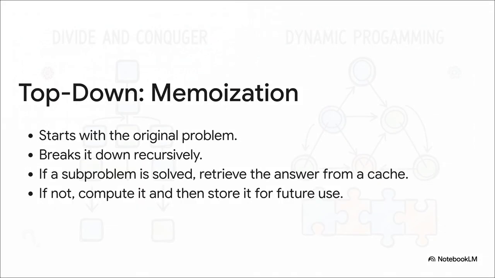So memoization starts with that big question, what's Fibonacci of 5? It then recursively breaks that down. But here's the magic trick, it keeps that notepad. Every time it's about to solve something, it first checks its notes. Have I seen this one before? If the answer's already there, great, it just copies it. If not, it does the work, and then, this is the crucial part, it writes the new answer down in its notes for the future. It solves things on a need-to-know basis.